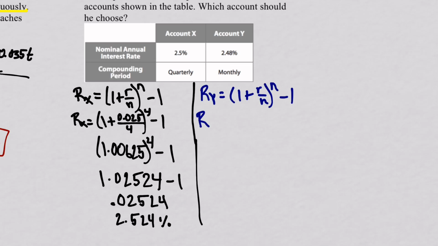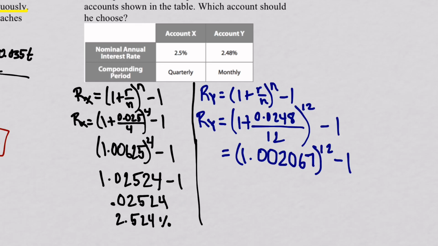Watch. R sub Y, account Y, is 1 plus R, in this case, is 2.48, so it's 0.0248. This one is compounded monthly. That means every single month, 12 times per year. N is 12 in this case. And again, N is 12 up here, minus 1. Remember, it's the same formula as the interest compounded more than once per year, except no P, no T. And then you have to include a minus 1 at the end. So let's do the calculation here. Once again, just use your calculators to figure all this out. It's actually just calculator work at this point.